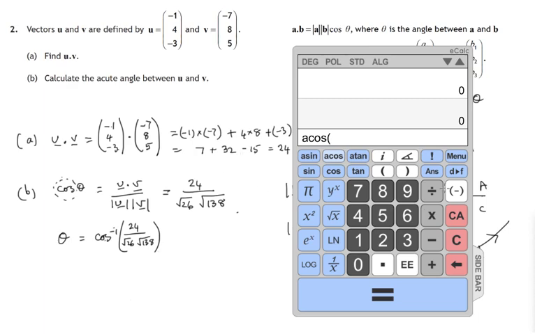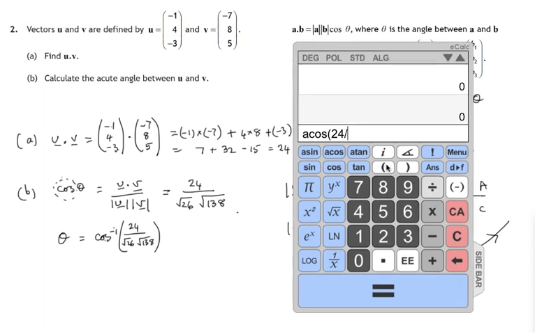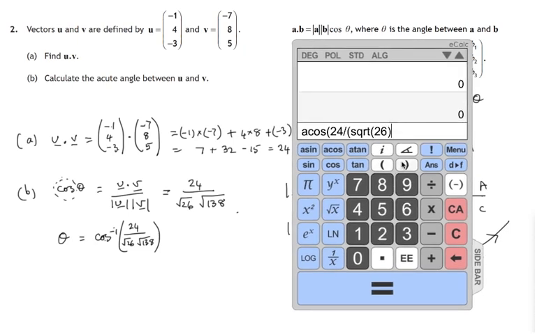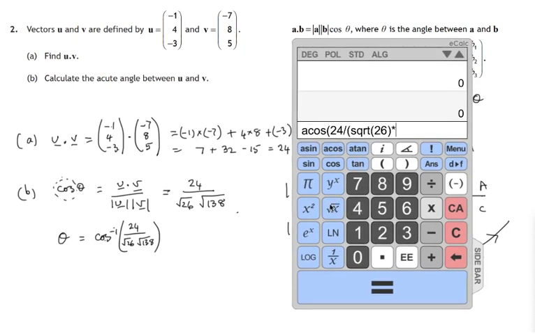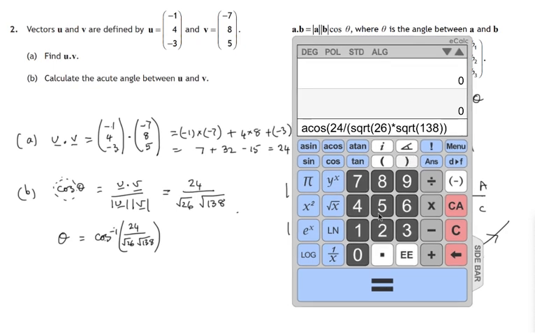So let's work out first of all on this calculator 24 divided by, and I've got to be very careful what I'm doing here, I'm going to put the whole of the bottom line in brackets. So it's the square root of 26 times the square root of 138. And that whole bottom of the fraction gets put in brackets. So it's 24 divided by the whole of square root of 26 times square root of 138.